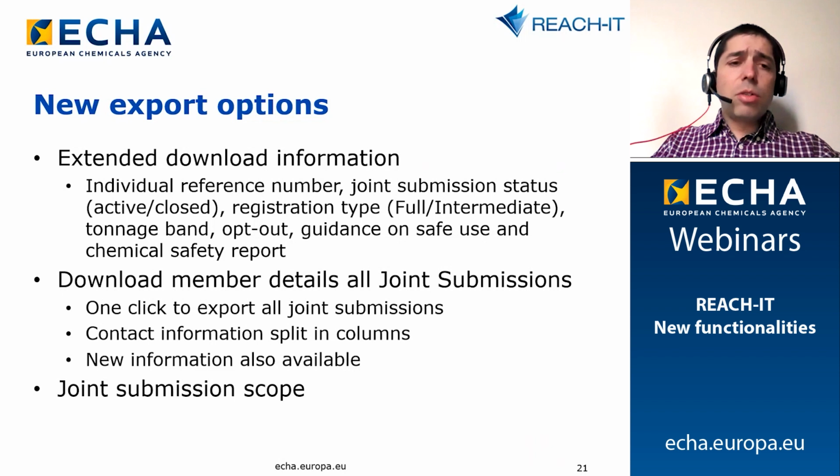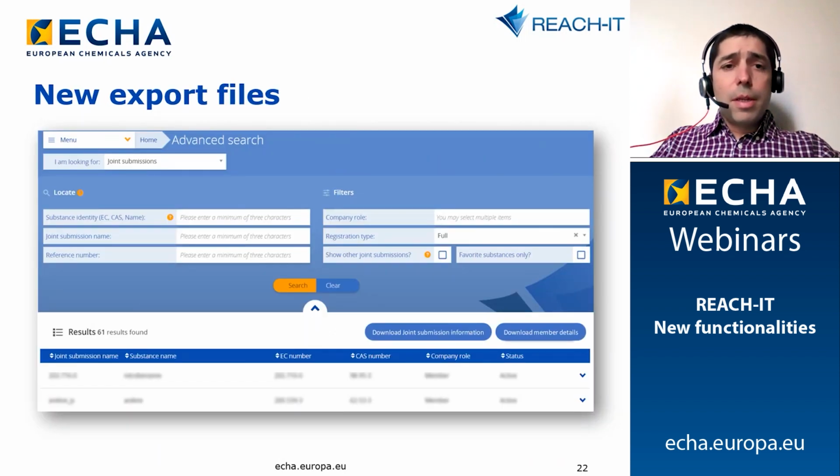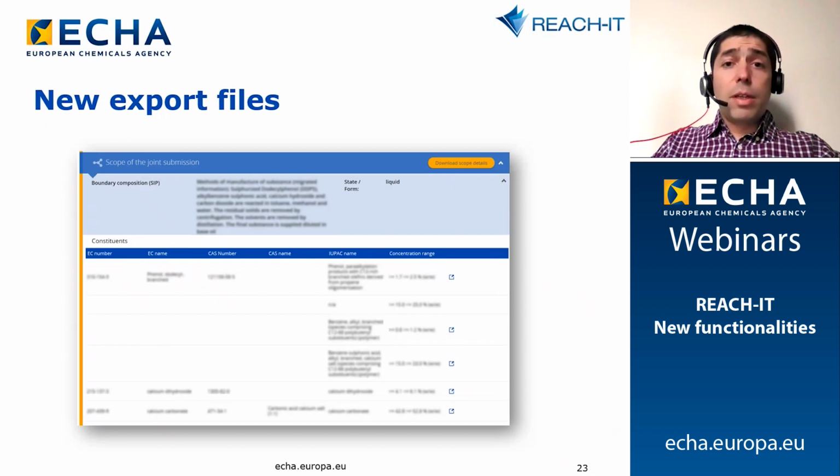We have implemented also new functionality to download the joint submission scope. Here, you can see the two new buttons that have been implemented in the joint submission search page, and inside of the joint submission, to export the scope of the joint submission.